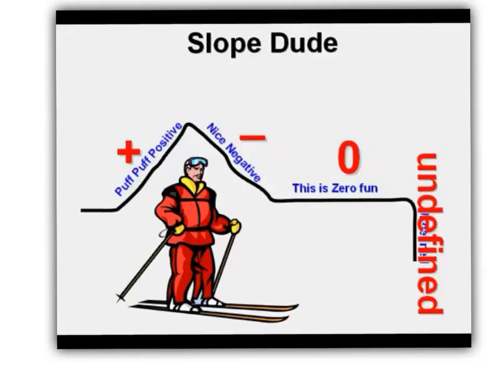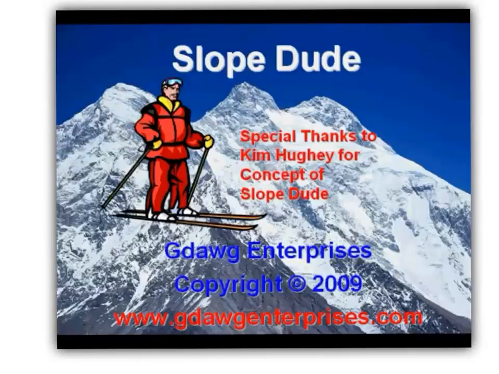The uphill is a slope with a positive number, the downhill is a slope with a negative number, the flat part is a slope of 0, and the straight up and down or vertical part is undefined. This has been The Adventures of Slope Dude. Special thanks to Kim Yui for inventing Slope Dude. Thank you.